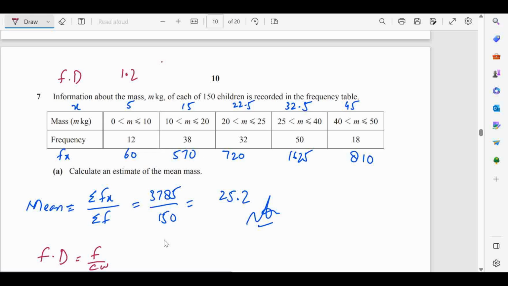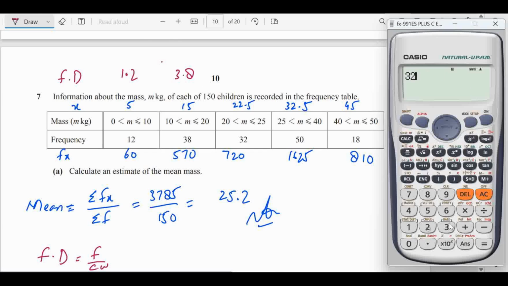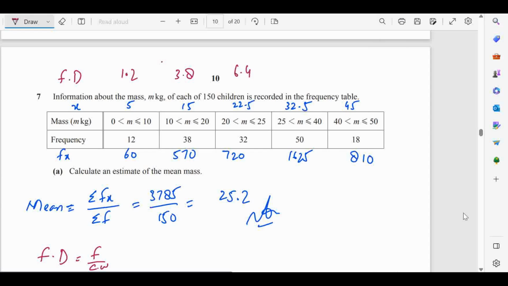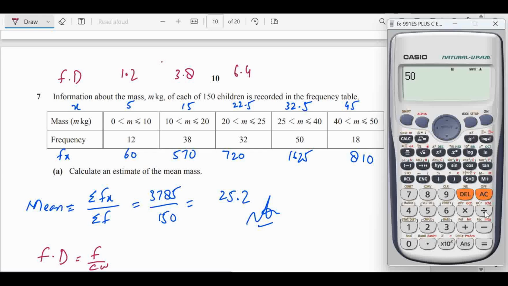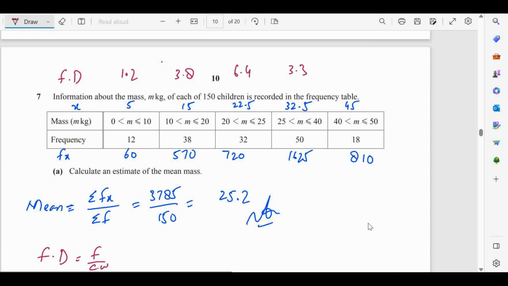And then the next one is 38 divided by 10, this will be 3.8. Then 32 divided by the class width, which is 5, so this will be equal to 6.4. Then 50 divided by 15, so this will be equal to 3.3. And then the last one will be 18 divided by 10, which will be 1.8.